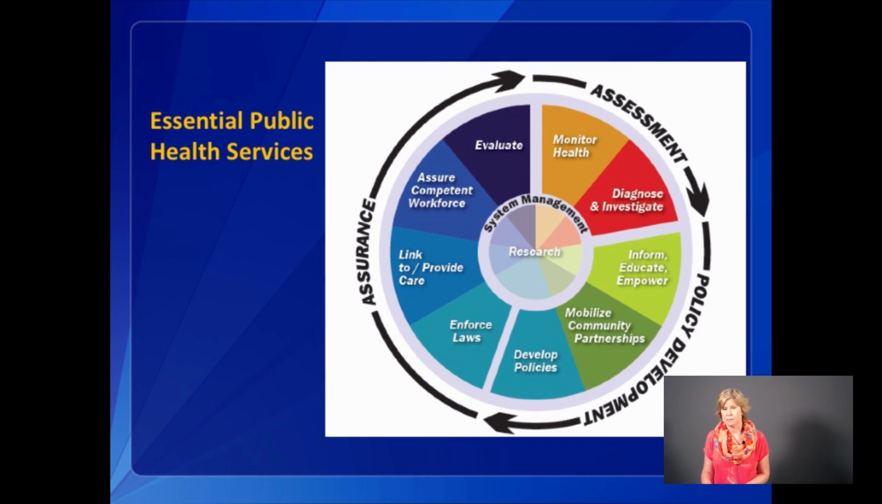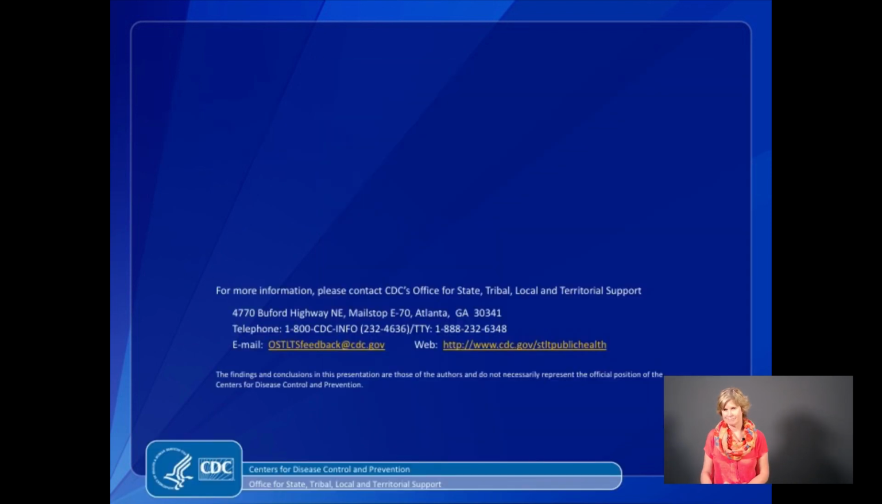Research, essential service number 10, and system management form the center of the wheel, since these activities are included within all three core functions. This has been a review of the core functions and essential services for U.S. public health.